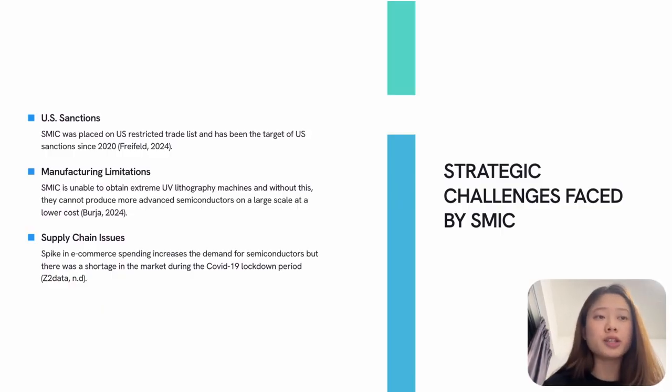Secondly, manufacturing limitations. SMIC is unable to obtain extreme UV lithography machines, and without this, they cannot produce more advanced semiconductors on a large scale at a lower cost. Thirdly, supply chain issues. A spike in e-commerce spending increased the demand for semiconductors, but there was a shortage in the market during the COVID-19 lockdown period. The COVID-19 pandemic highlights the vulnerabilities of the semiconductor industry.